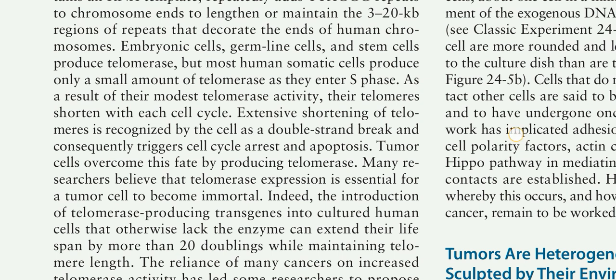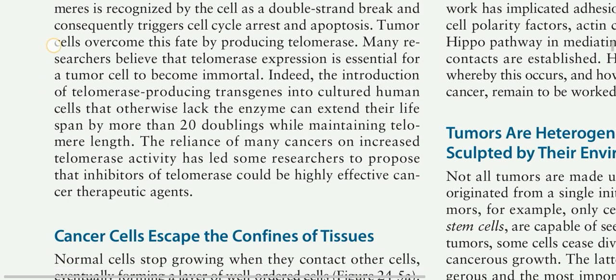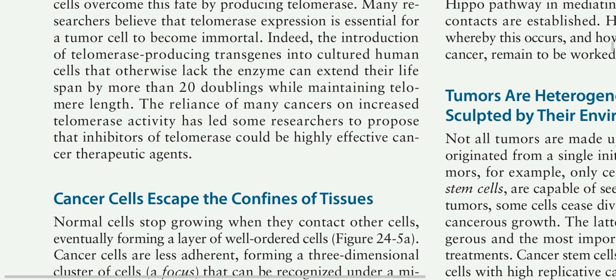Extensive shortening of telomeres is recognized by the cell as a double strand break and consequently triggers cell cycle arrest and apoptosis. Then tumor cells overcome this fate by producing telomerase. Many researchers believe telomerase expression is essential for a tumor cell to become immortal. Indeed, the introduction of a telomerase producing transgene into cultured human cells that otherwise lack the enzyme can extend their lifespan by more than 20 doublings while maintaining telomere length. The reliance of many cancers on increased telomerase activity has led some researchers to propose that inhibitors of telomerase could be highly effective cancer therapeutic agents.